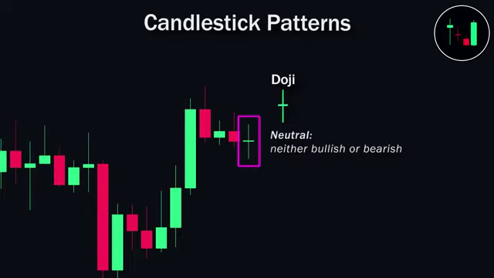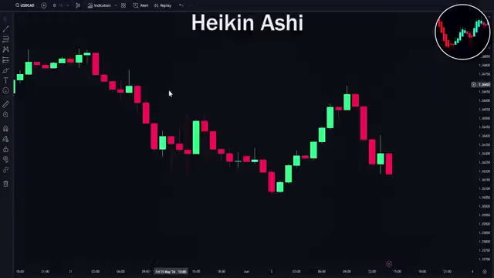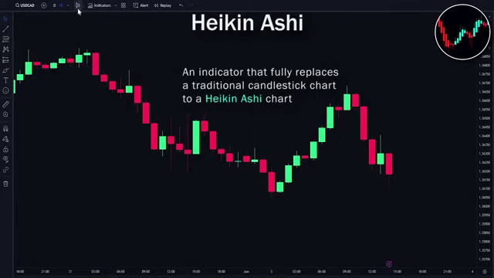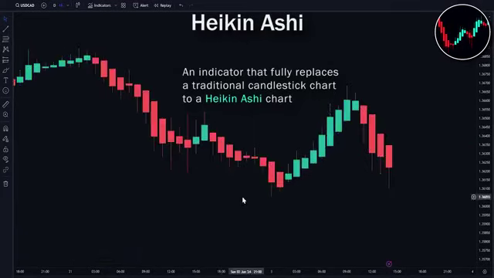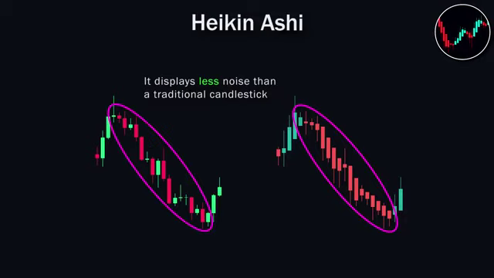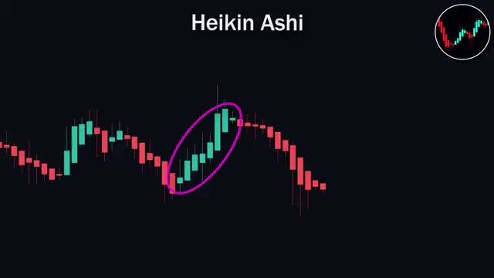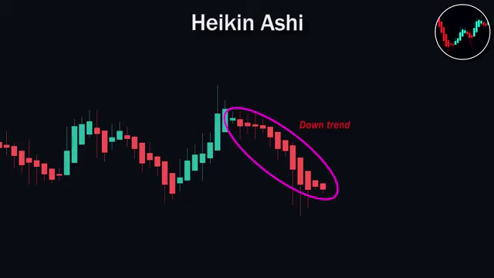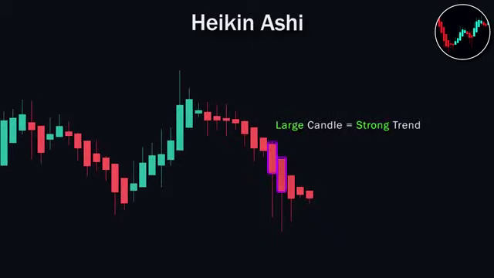Heikinashi. It is an indicator that fully replaces a traditional candlestick chart to a Heikinashi chart. When applied, it tends to give less noise than a traditional candlestick. A green Heikinashi candle signals that the price is on an uptrend, and a red Heikinashi candle signals that the price is on a downtrend. The size of the candle's body also indicates how strong a trend is. The larger the candle, the stronger the trend. Keep in mind that the Heikinashi only acts as an indicator.